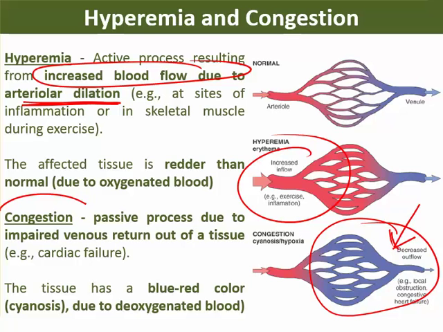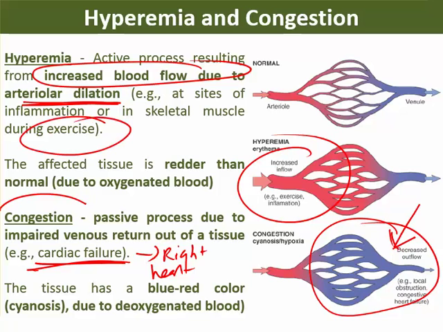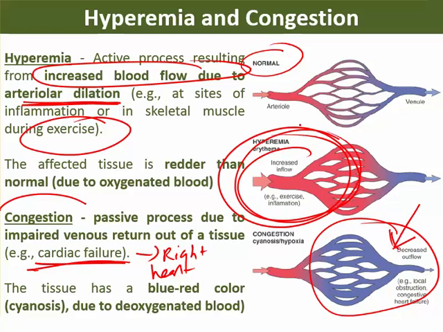Very simple. Hyperemia means more blood goes towards the arterial side. Congestion means more blood stays in the venous side. Example, right heart failure. Remember, right heart failure. A simple example of hyperemia is exercise. The person is doing exercise, more blood is needed for the muscle, so there is increased blood flow to the arterial side. So if the arterial side gets more blood, we call it hyperemia. If the venous side is getting more blood, it is called congestion.